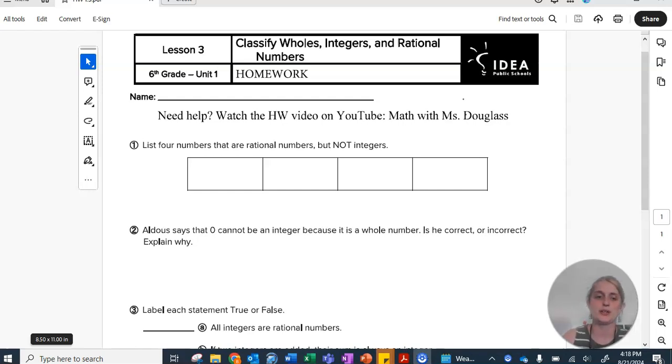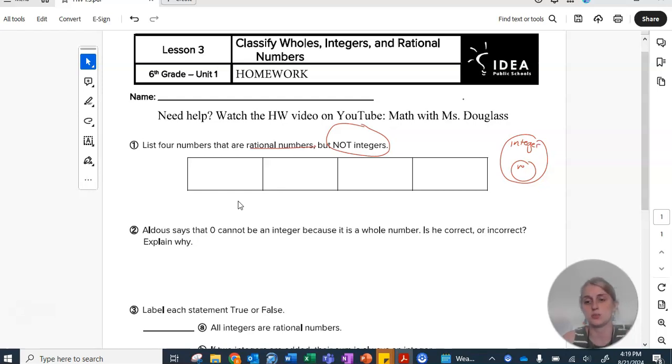Okay, so number one, we need to list 4 numbers that are rational, but are not also integers. So remember our Venn diagram from today, we had whole numbers, 0, 1, 2, 3, 100. We had integers, which includes the 0, 1, 2, 3, 100 from the whole numbers, but also includes the negative versions, -1, -2, -100. And then in the biggest circle, we have rational numbers.